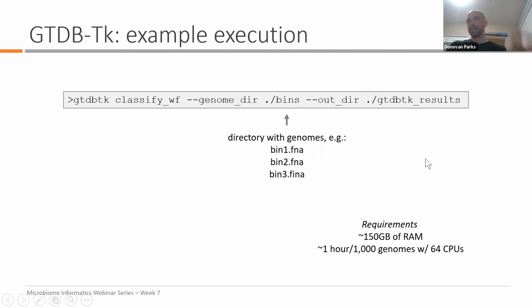Now, one caveat here is GTB-TK is fairly resource intensive, so it does require about 150 gigabytes of RAM and takes about an hour to classify 1,000 genomes with 64 CPUs. This doesn't scale linearly, so even if you want to do a single genome, you still need about 150 gigabytes, and I think it still takes something like 20 minutes. There just are some steps here that require a lot of memory and time, regardless of the number of genomes. We are working on alternative methods to address that.